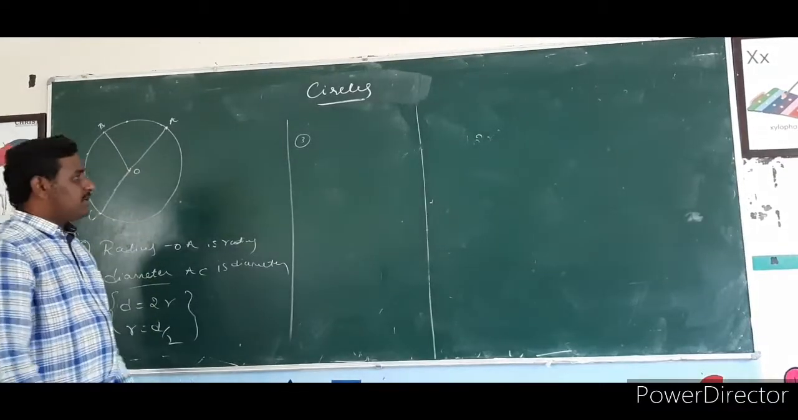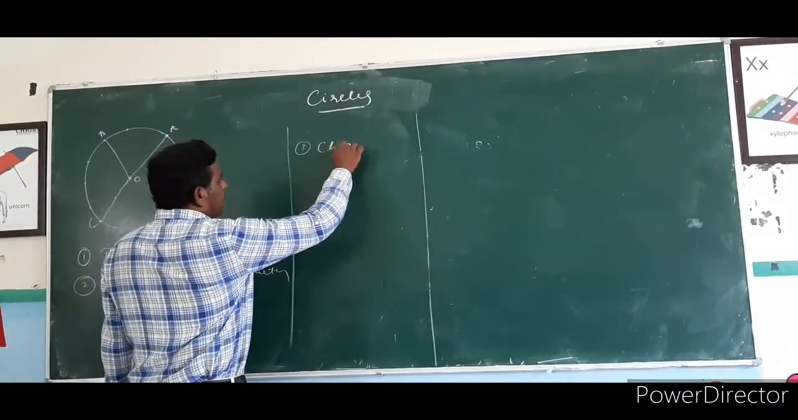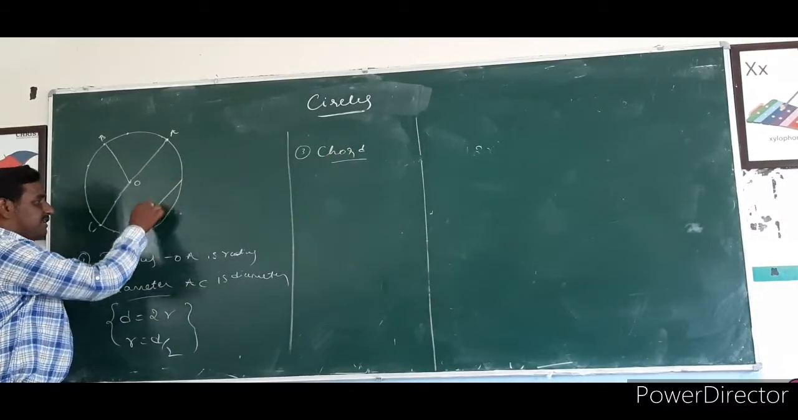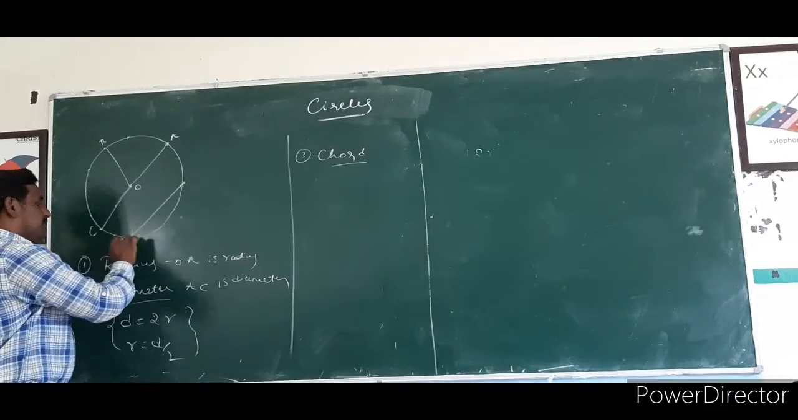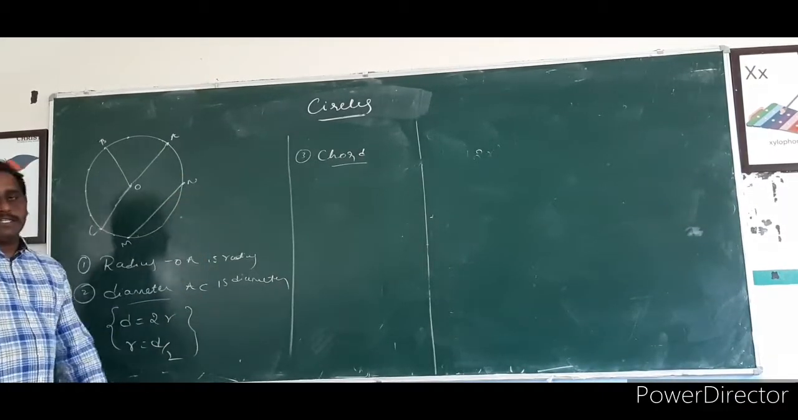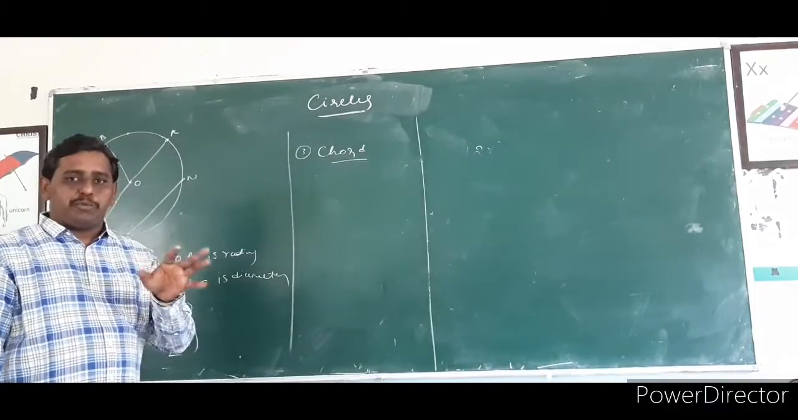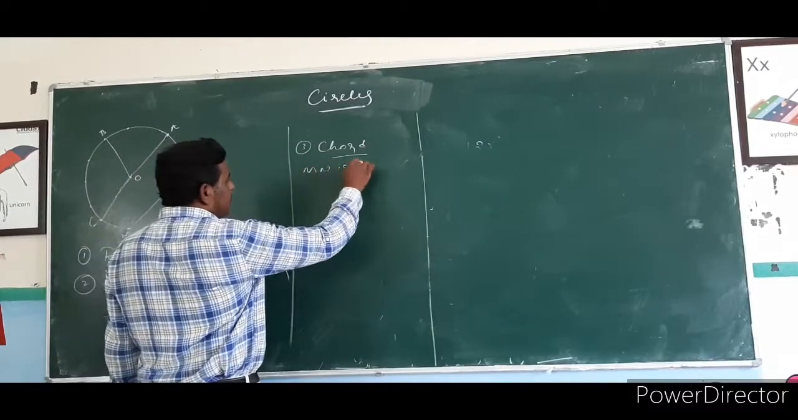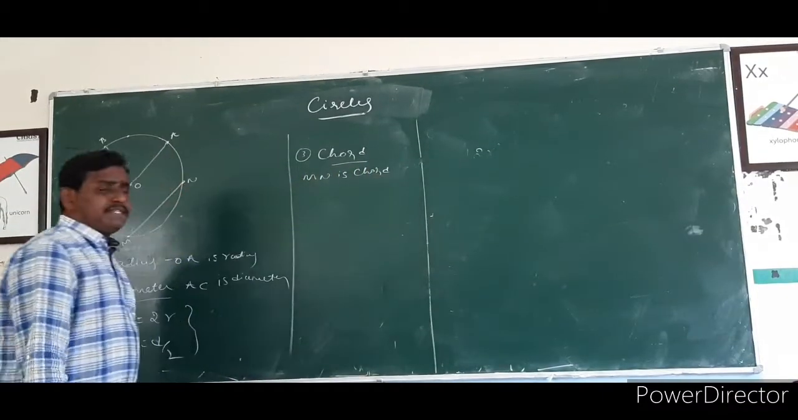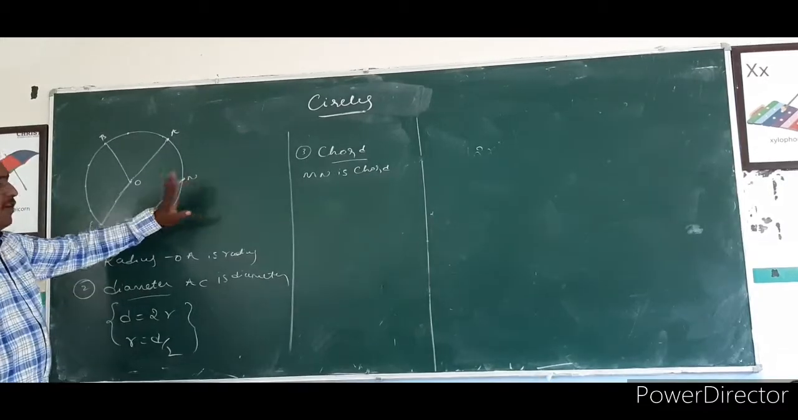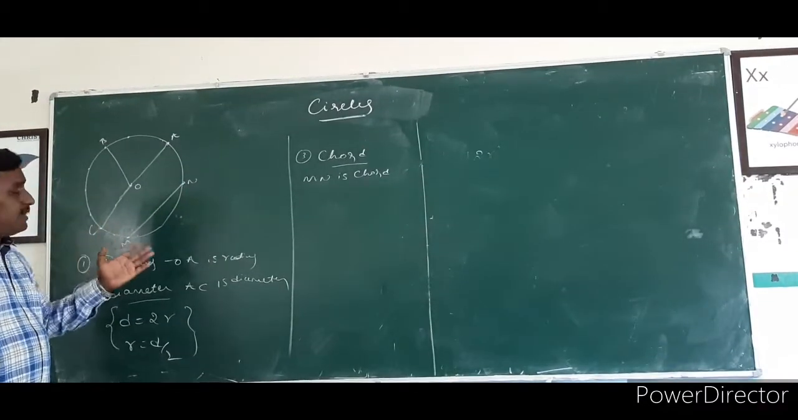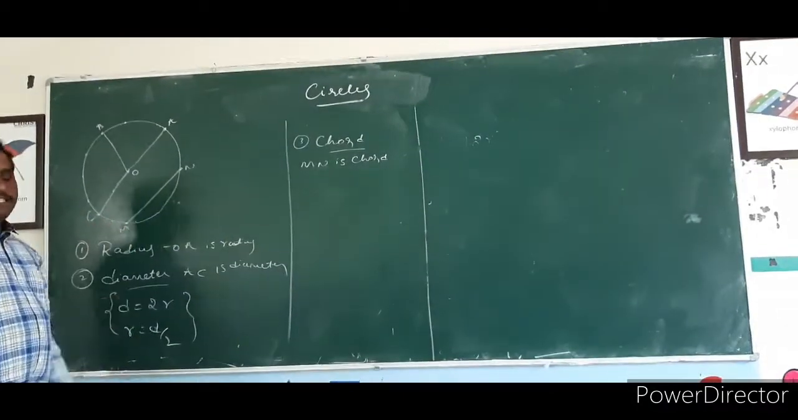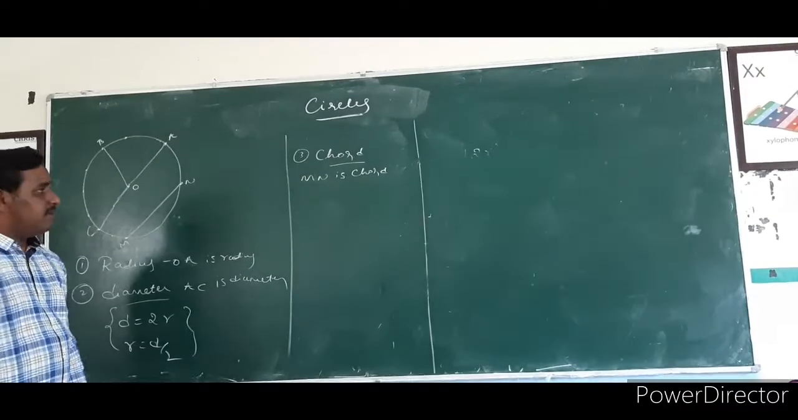Chord. Chord means you can join any two points on the circumference. The line segment joining any two points on the circumference is called a chord. That is, MN is a chord. M and N are two points on the circumference, and the line segment joining them is called a chord of a circle. Next.